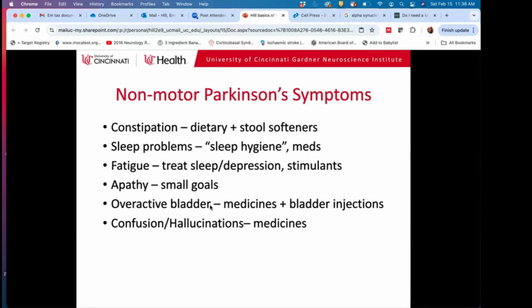Overactive bladder, that's a rough one. We have medications for that. Rarely we can do botulinum toxin injections. Not we, I have the urologist do that, but I can refer for botulinum toxin injections to calm down an overactive bladder. And then confusion and hallucinations, we have medications that help quite a bit.